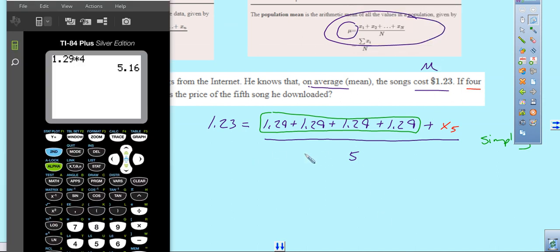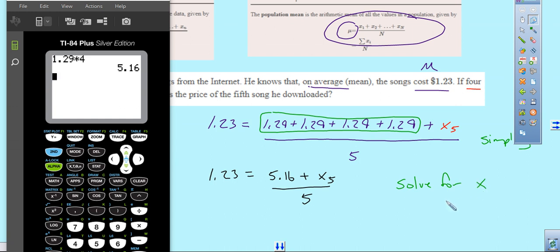All right, I've got my calculator up here and I put those together. Notice I used multiplication because multiplication is just the idea of repeated addition. So at this point, we have $1.23 is equal to $5.16 plus x sub 5, all divided by 5. We combined those like terms. Our next step is to solve this. We went from the simplification stage to now being ready to solve for x.